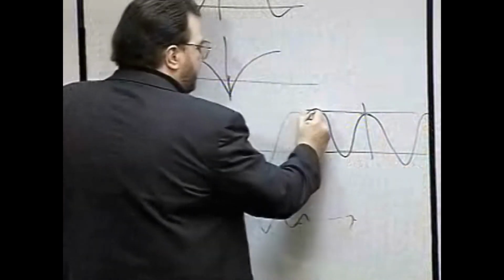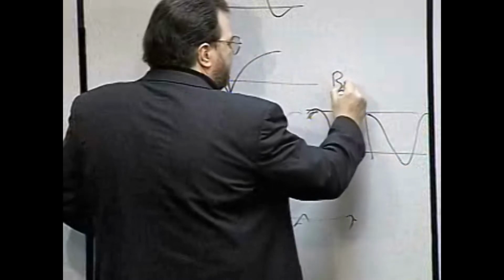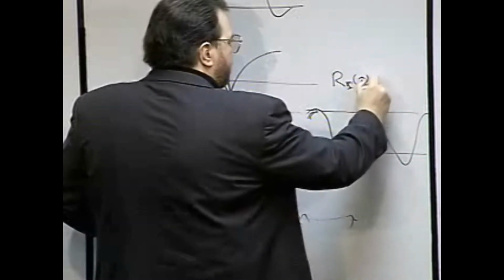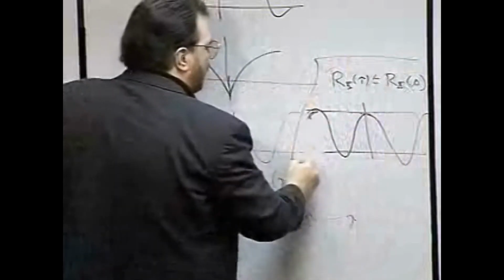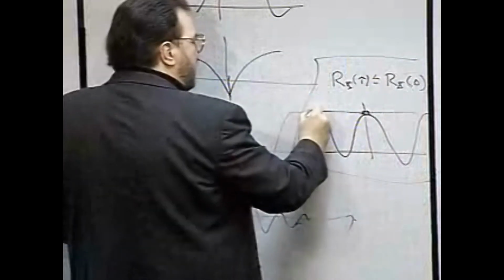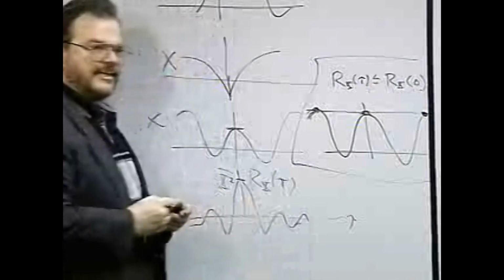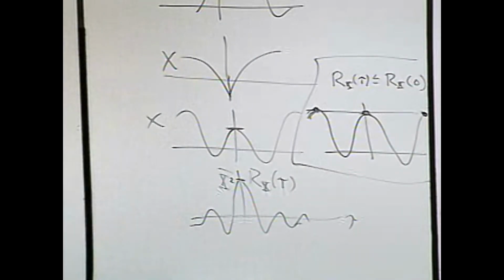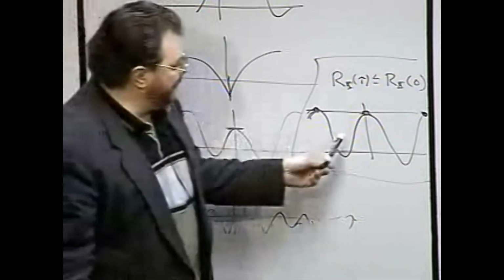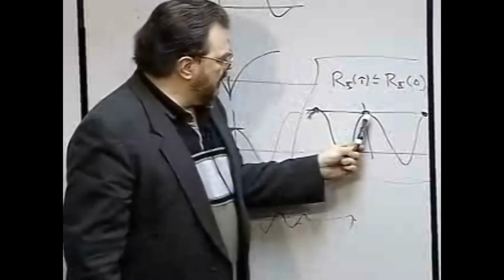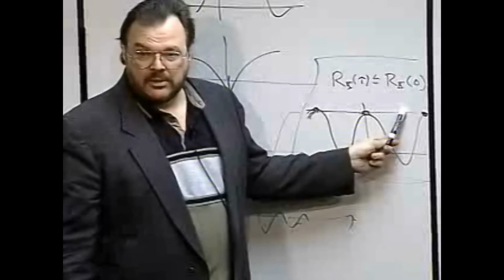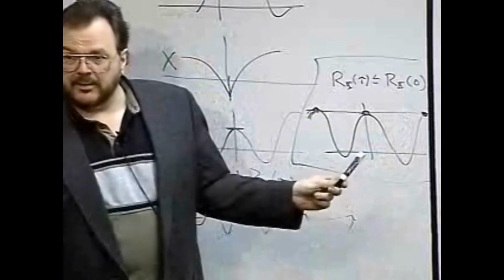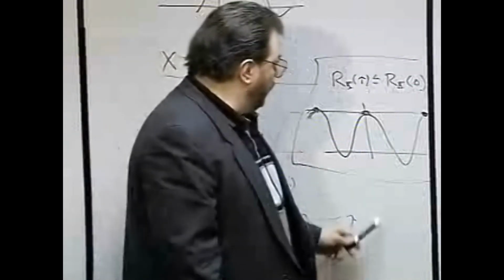This is okay, because all we said is that r sub x of tau is less than or equal to r sub x of 0. So there's really nothing in this inequality that says this maximum cannot be achieved at other places, and indeed it can. It is a theorem, which we won't prove, that if we do have any other place besides the origin where this maximum is achieved, then the autocorrelation is periodic. It's a theorem we won't prove.